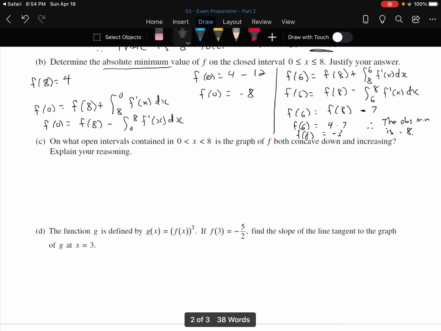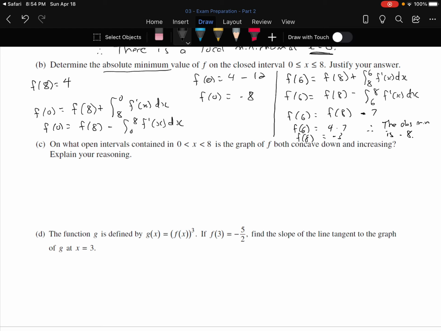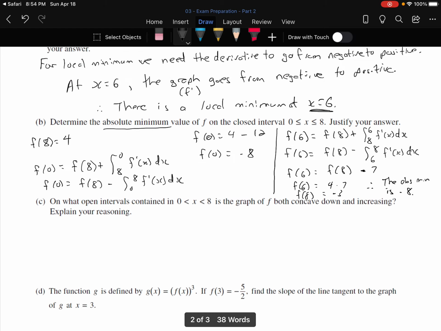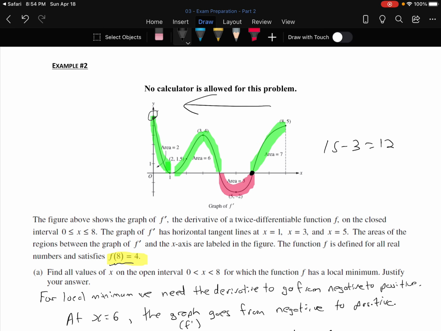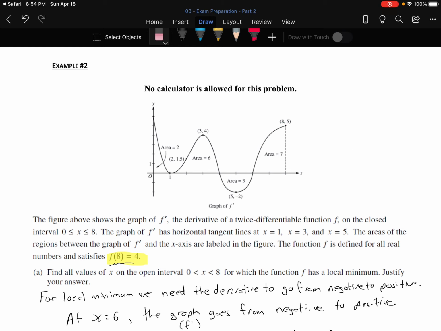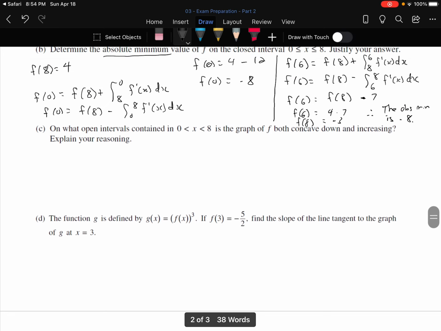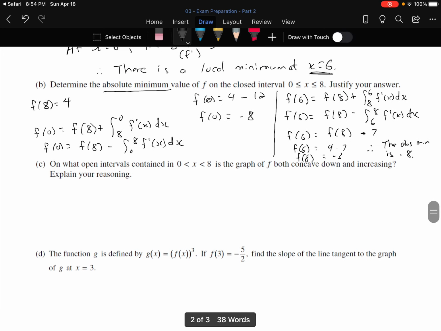Next: on what open intervals contained in 0 to 8 is the graph both concave down and increasing? Explain your reasoning. Well, I'm going to go back to my original graph and get out my eraser here, because I really want to clean up everything I wrote on there and start my thinking again to handle this question. So I need 2 things to happen. I need the graph to be increasing and concave down.